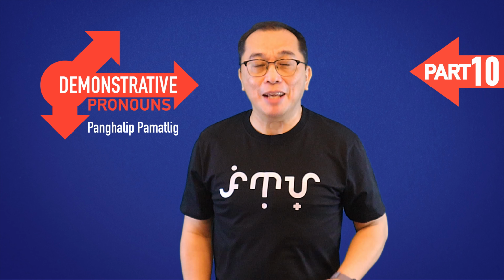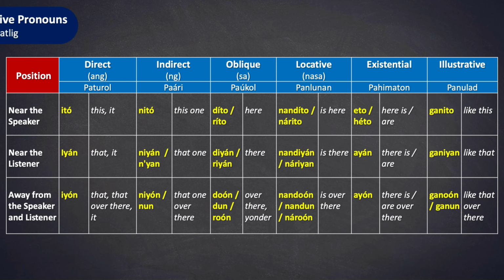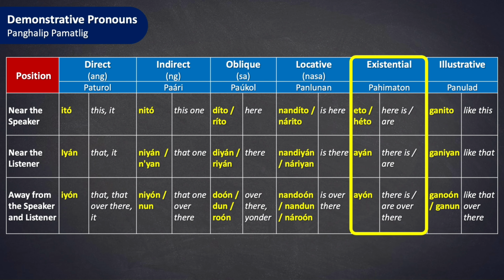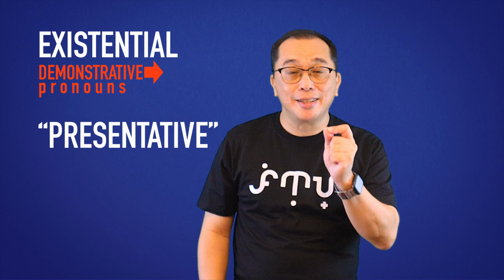or panghalip pamatlig. Out of the 6 categories of demonstrative pronouns, we are discussing today the 5th category, the existential demonstrative pronouns, HETÓ, AYÁN, and AYÓN. Existential demonstrative pronouns are also called by some linguists presentative demonstrative pronouns for some obvious reasons that you will see later in our examples.